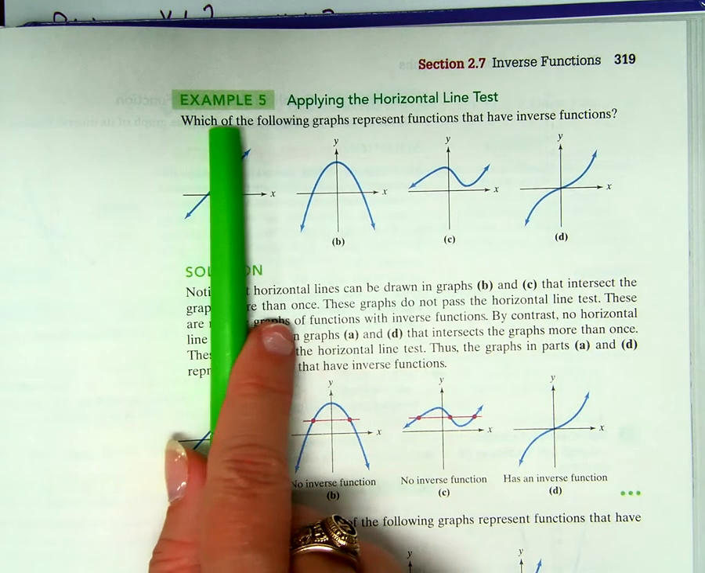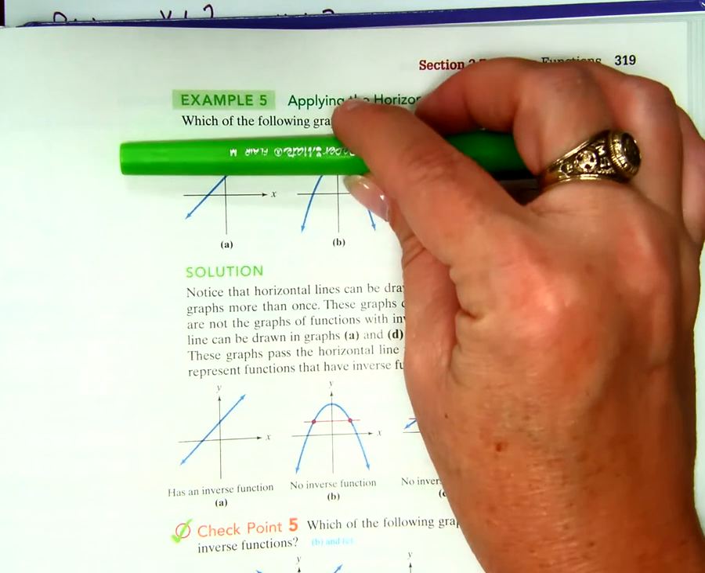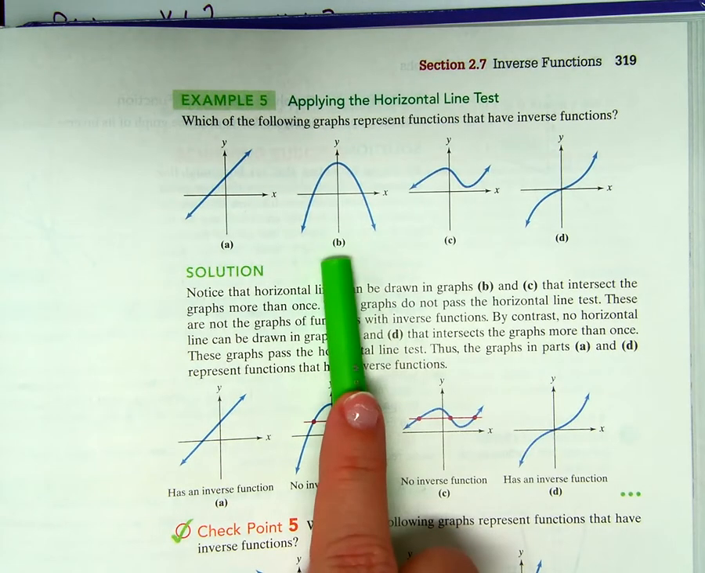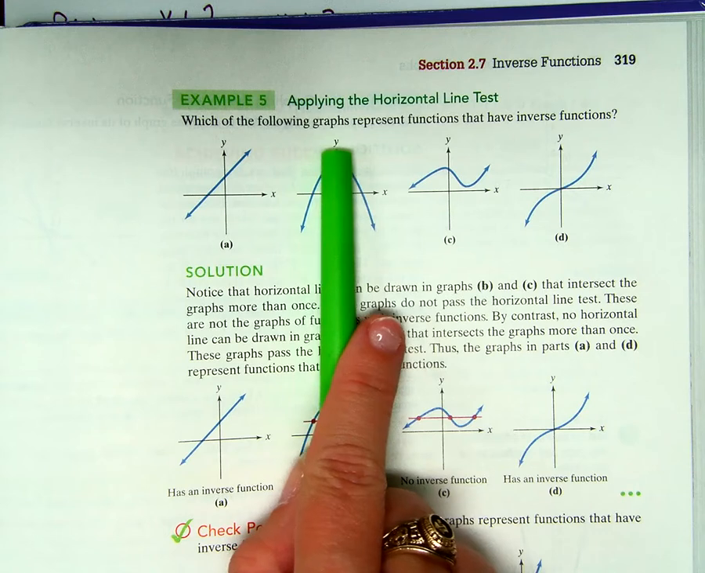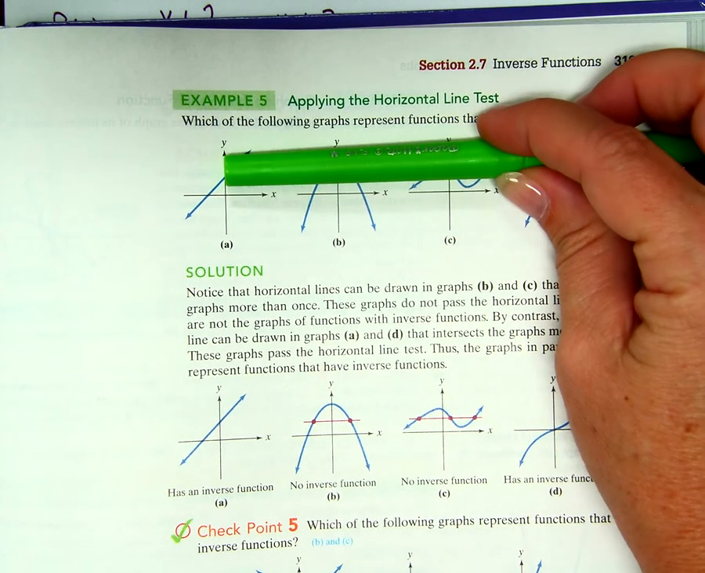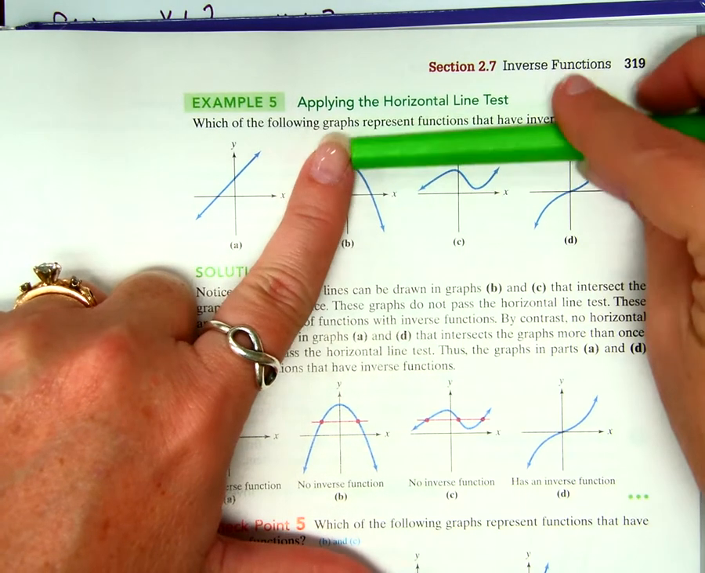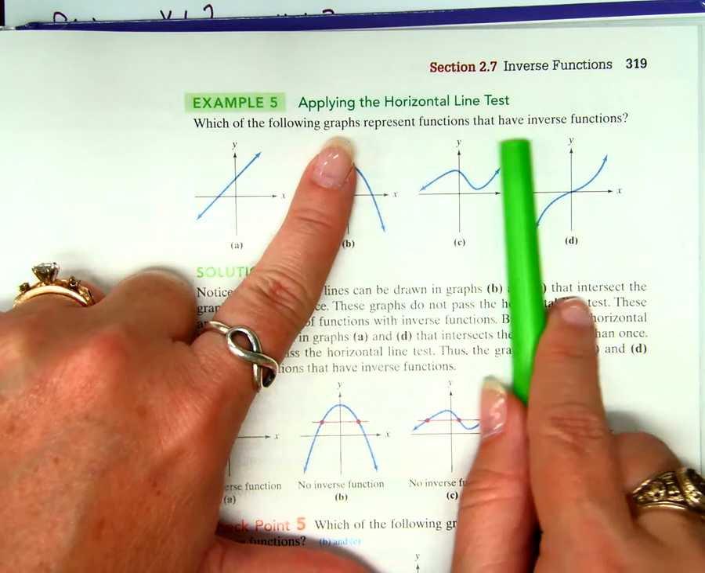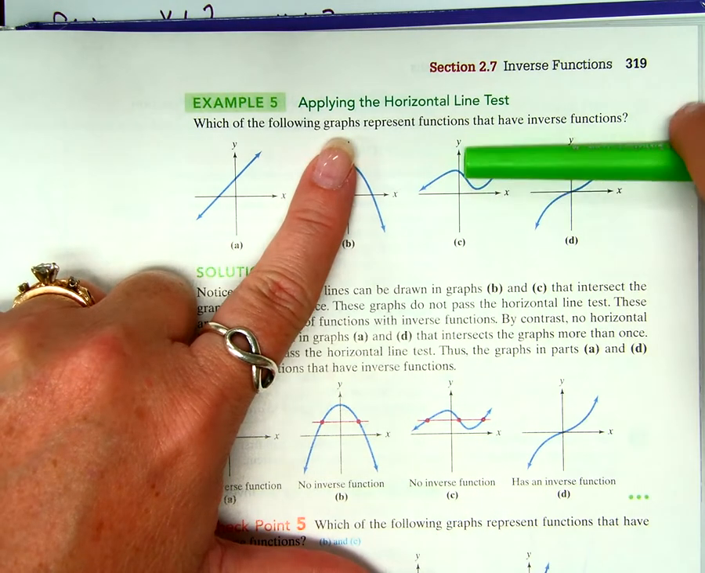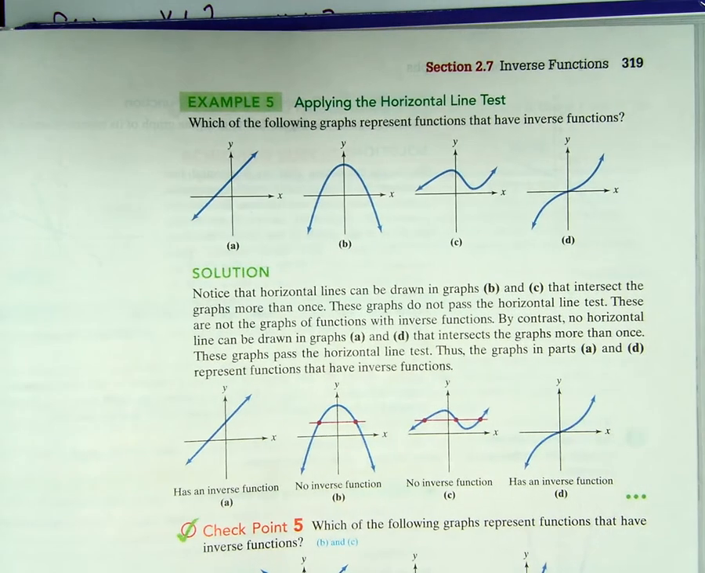Yes, it's a function. It only touches the vertical line one time. Is its inverse a function? Yeah. Is this a function? It is a function, only touches it one time. Is its inverse a function? No. What about C? Is it a function? Yes. Is its inverse a function? No. This one? Yes, it's a function. What about its inverse? Yes. Okay.